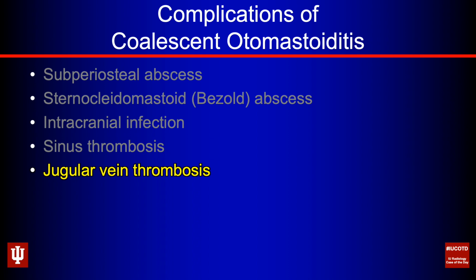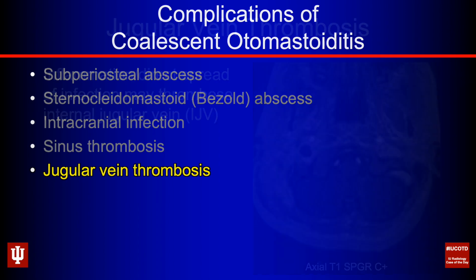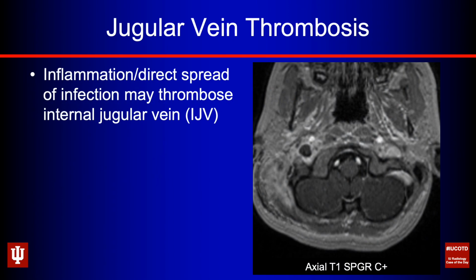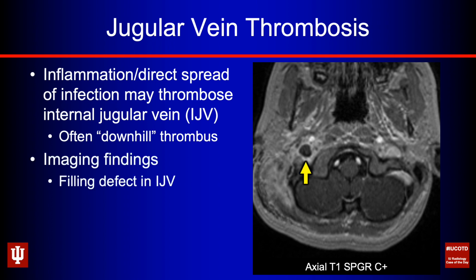And if we can have sinus thrombosis, well, it can propagate downhill, and you can have jugular vein thrombosis as well. So that inflammation or that direct inoculation by infection can also thrombose the internal jugular vein. This is, as I said before, oftentimes propagation with that downhill thrombus. And what do we look for on imaging?